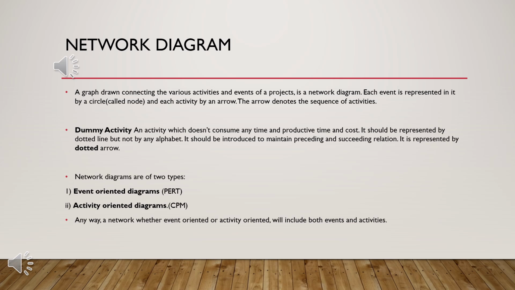A graph drawn connecting the various activities and events of a project is a network diagram. Each event is represented in it by a circle, called a node, and each activity by an arrow. The arrow denotes the sequence of activities.